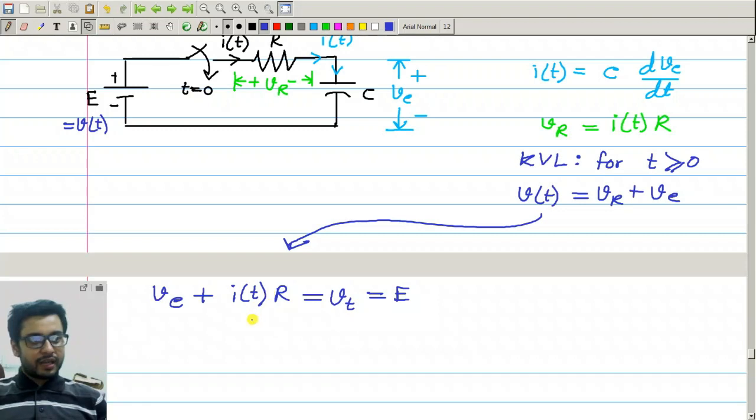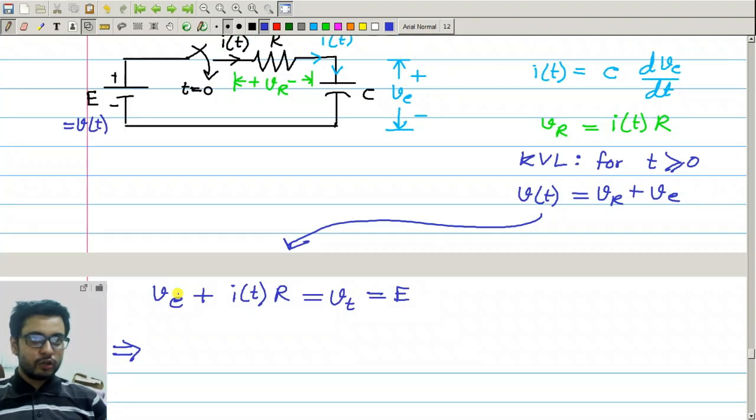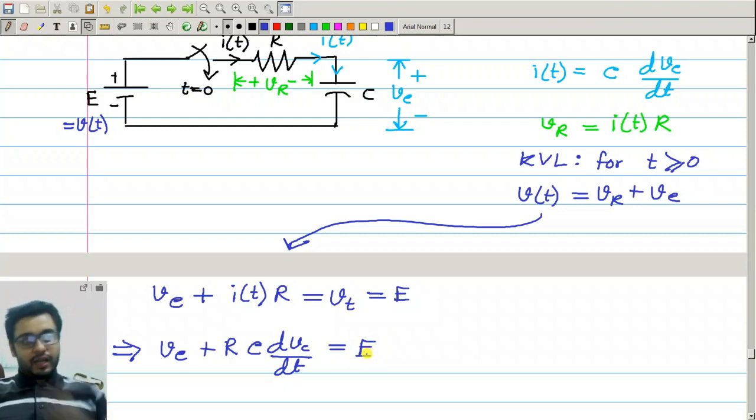Okay, this is the system equation. And now, using this formula I is equal to C dVc/dt, I can put that here. So I will have C dVc/dt multiplied by R is equal to E. This is the system equation. So this is a first order system equation.